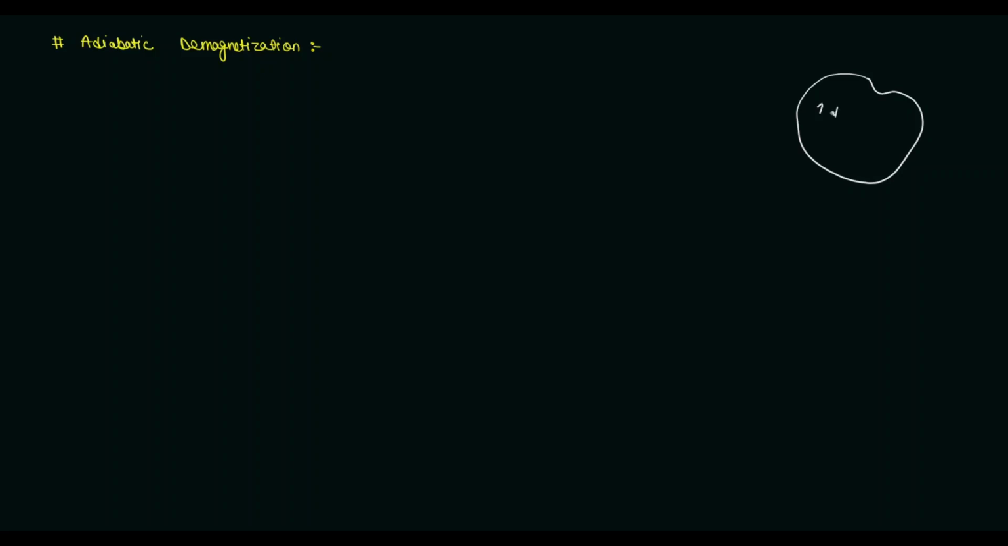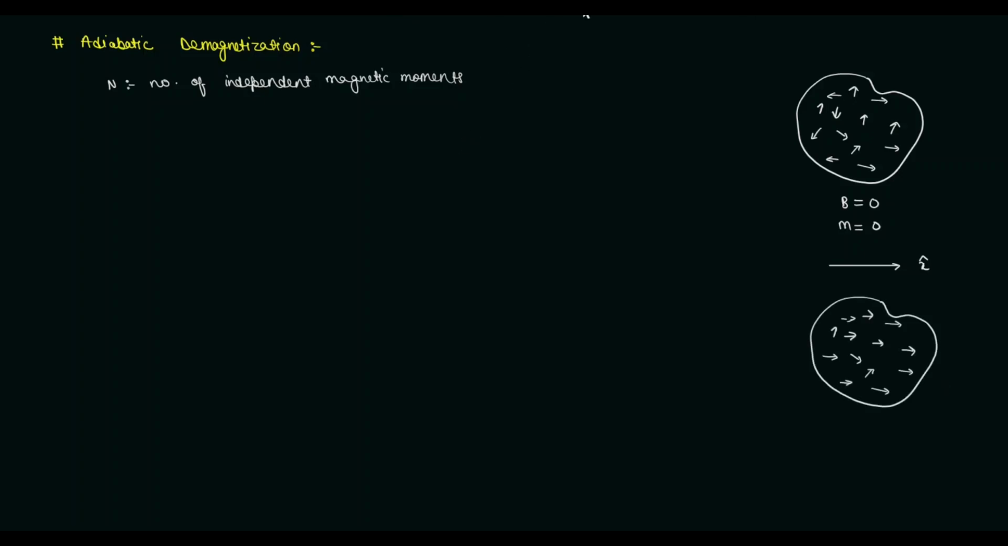Consider a sample of paramagnetic salt which contains n independent magnetic moments pointing randomly. So without a magnetic field applied, the magnetic moments will point in random directions. Since these are paramagnetic materials, the moments here will not interact with themselves and the system will have no net magnetization. Now suppose a magnetic field is given along the x direction, then the majority of magnetic moments will try to align in the field direction to produce a net magnetization.